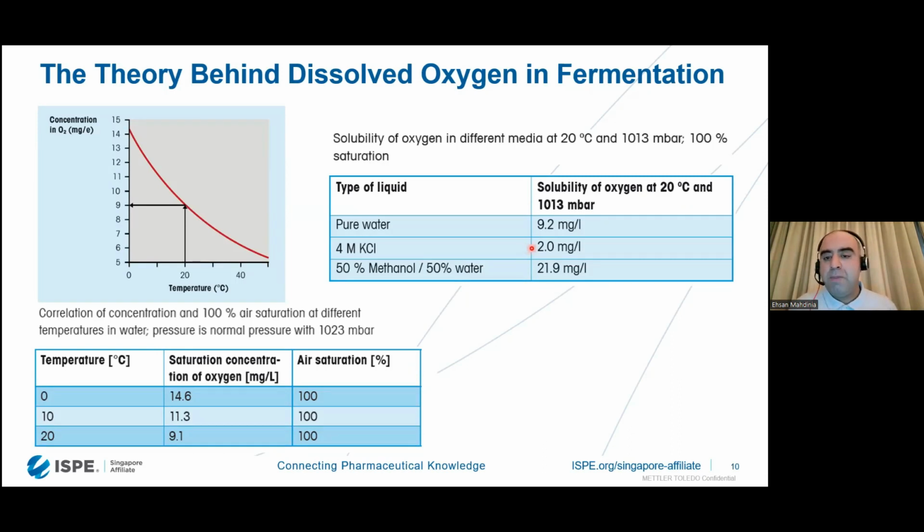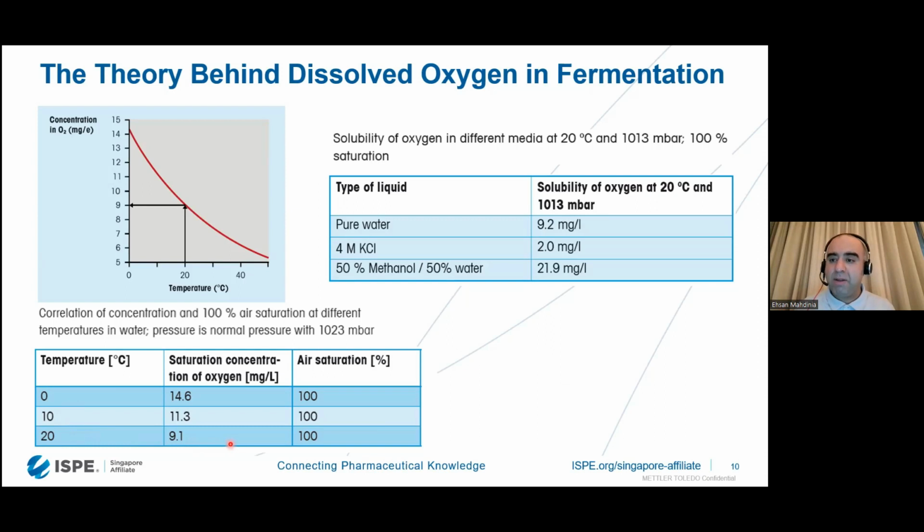So touching base a little bit back on what really determines the solubility of oxygen, you can see here, for instance, in pure water and under ideal conditions, we have about 9.2 milligrams per liter solubility of oxygen. But as salinity and chlorinity increase, look at how it decreases in a 4 molar KCl solution, almost less than 25%, right? With temperature, it's the other way around.